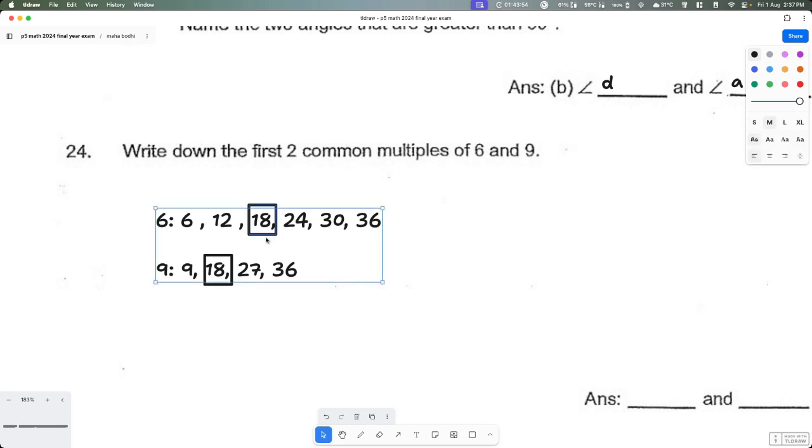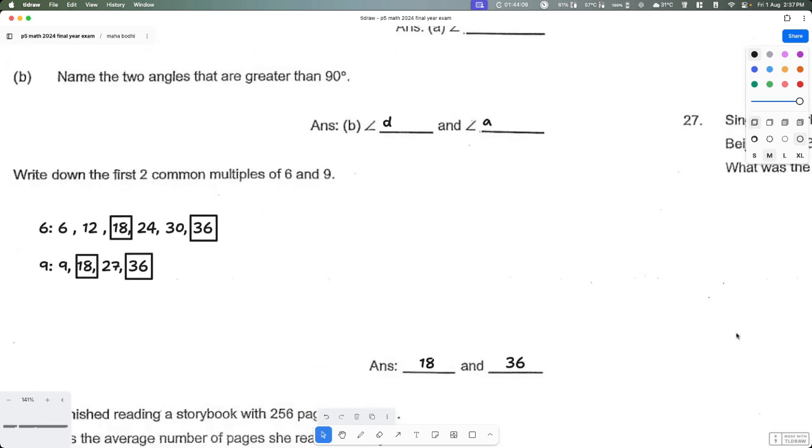Same thing, so I'm going to draw a rectangle for 36 and 36. Therefore, both of the answers to this are 18 and also 36. All right, let's move on to the next question.